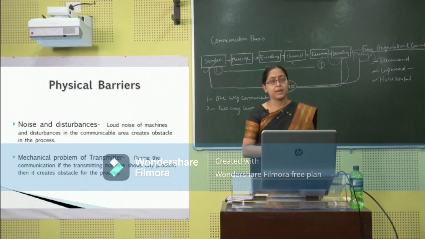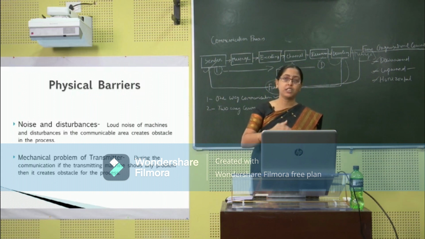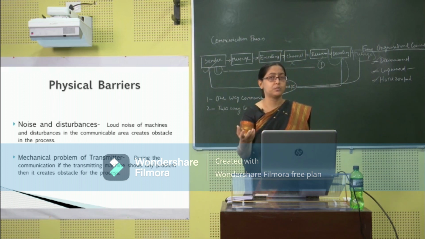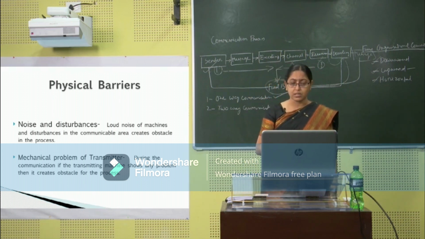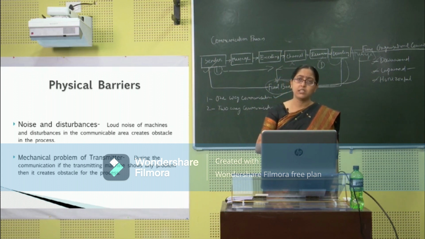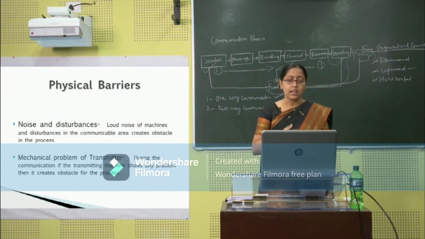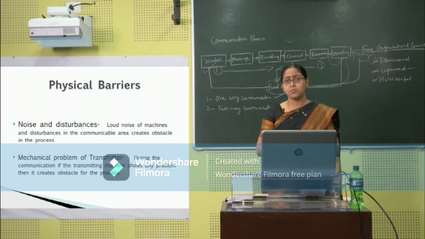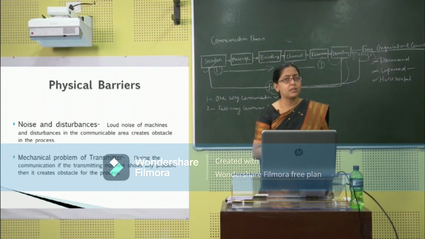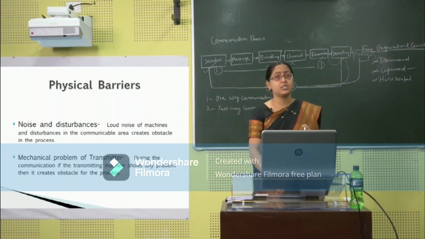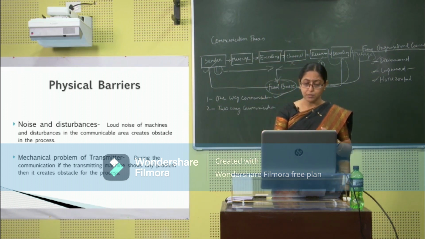Coming to the physical barriers, these are the environmental barriers which generally create hurdles or problems in the communication process. Basically noise and disturbances: while communicating with each other, if any noise is there in the environment, then it distracts the communication process. And many times we talk to people over phone or video chat. If any technical problem is there, then we may not be able to communicate with people. Those are called the physical barriers in the communication process.